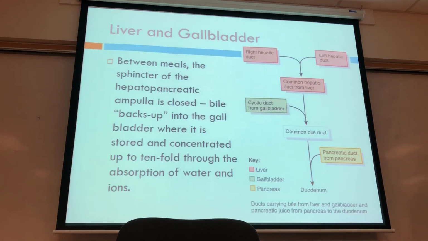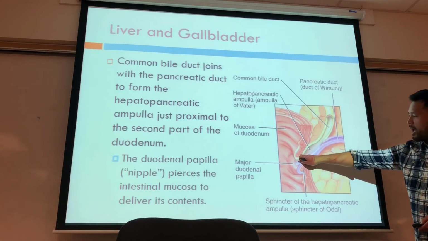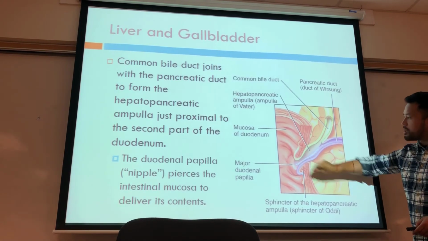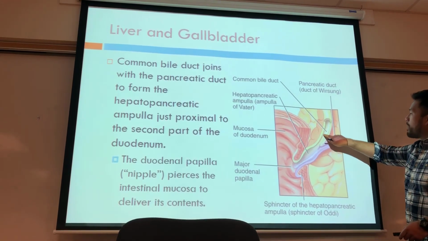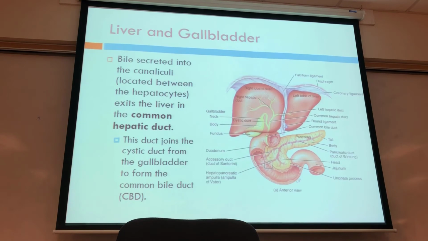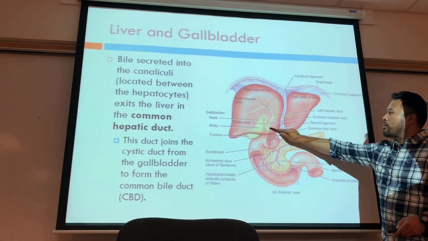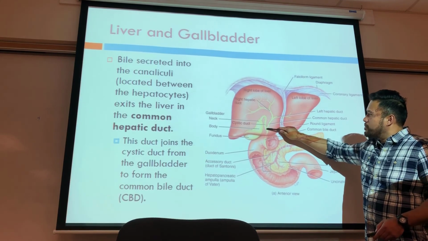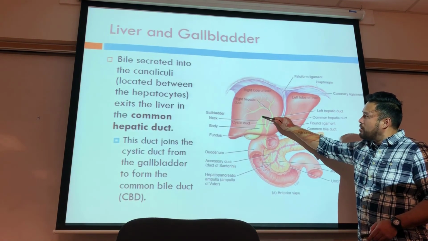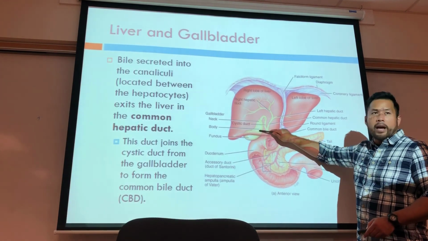In between meals, where we don't have food passing through, that sphincter is typically closed up. By closing it up, that's going to occlude that ampulla, which will cause a backup of this bile all the way through. That backup will make its way all the way back up, and once it backs up, that's where the gallbladder comes in. The bile backs up into the gallbladder.